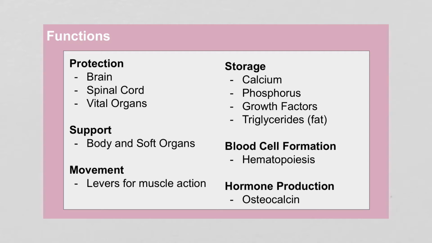Bone is also the location for blood cell formation, and the name that we use for blood cell formation in anatomy and physiology is called hematopoiesis. Last but not least, bone also produces a really important hormone called osteocalcin.